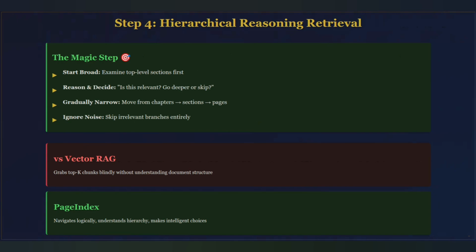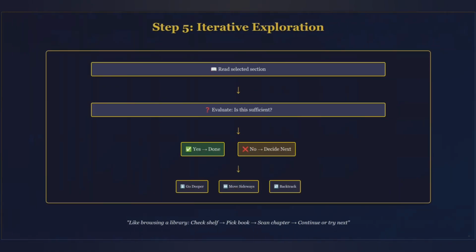The system starts broad. It examines top-level sections first. Then it reasons, does this section look relevant? Should I go deeper here or skip to the next one? It gradually narrows down, moving from general chapters to specific subsections. It ignores irrelevant branches entirely, saving time and avoiding noise. This is completely different from vector search, which just grabs the top K-similar chunks without understanding the document structure. Step 5 implements an iterative reasoning loop.